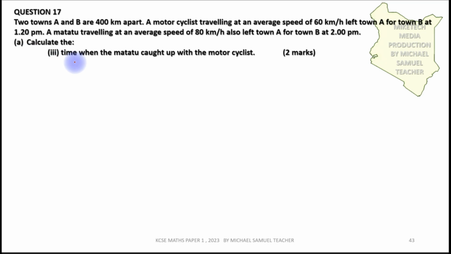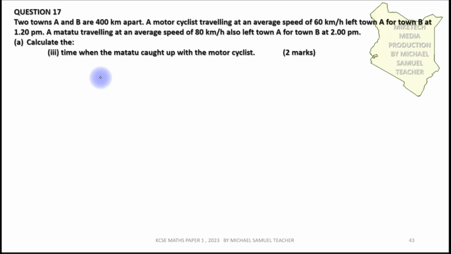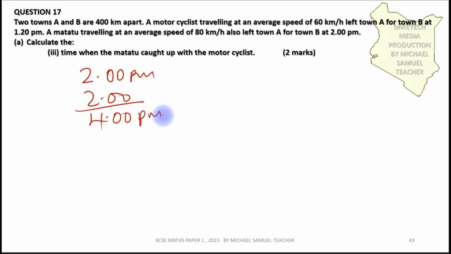Move on. Part A, Roman 3: the time when the matatu caught up with the motorcyclist. We have seen that after 2 hours, that is when the matatu caught up with the motorcyclist. So from 2 p.m., we add 2 hours. That will be 4 p.m., or in the 24-hour clock system, 1600 hours.